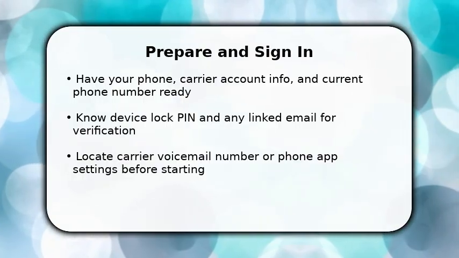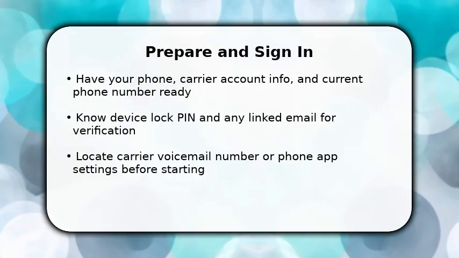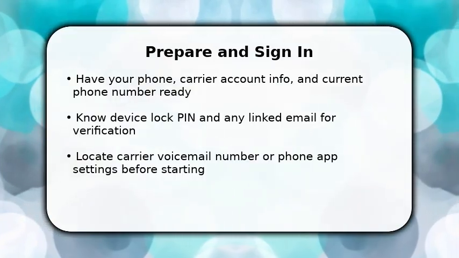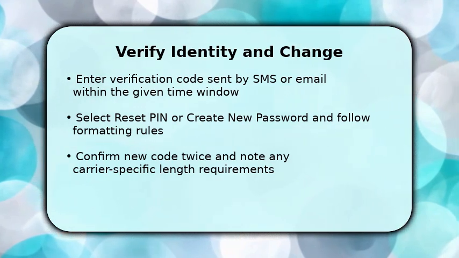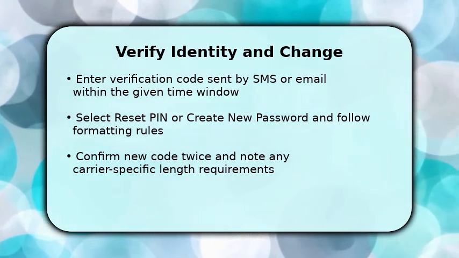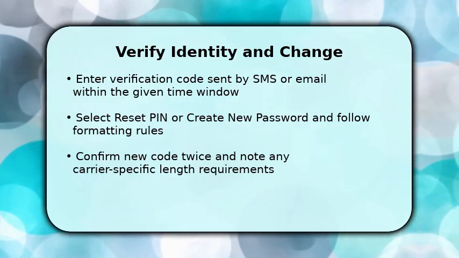If you're using the native phone app, open voicemail settings now and tap Reset or Change Password to begin the process. You'll verify identity next. Enter the SMS or email code your carrier sent. Once confirmed, choose Reset PIN or create new password and follow the required format.